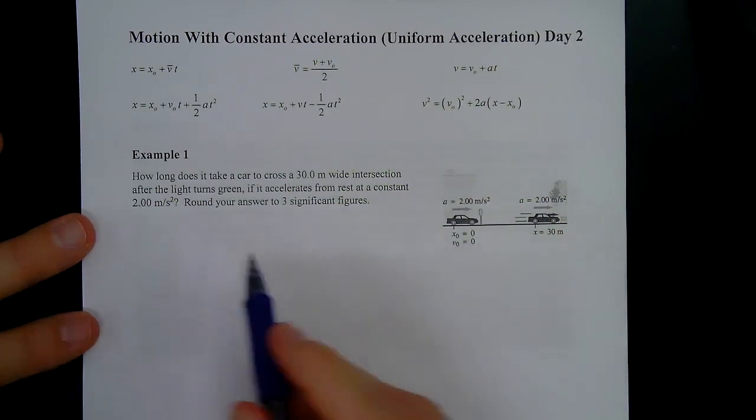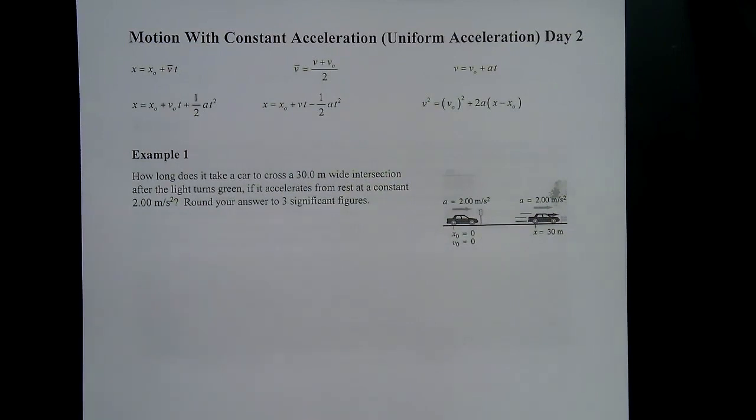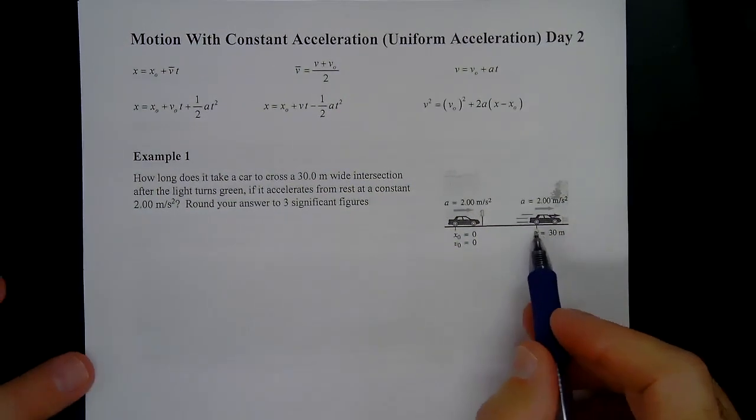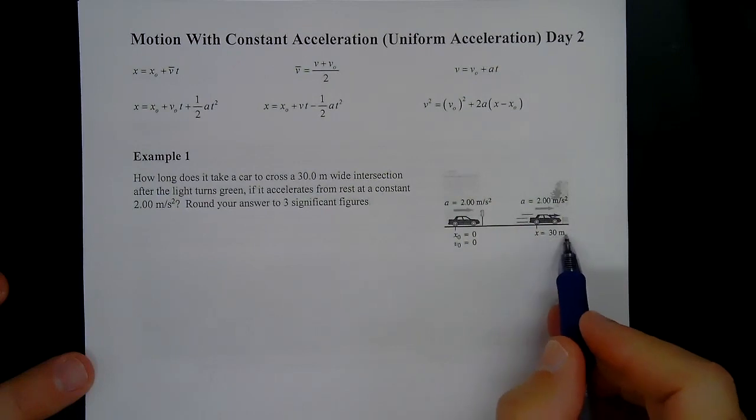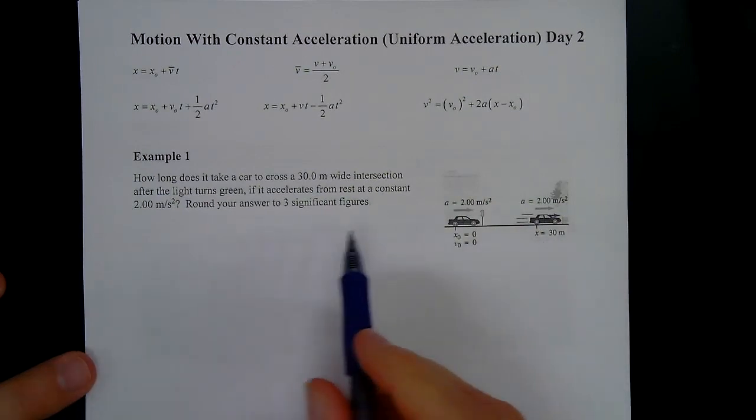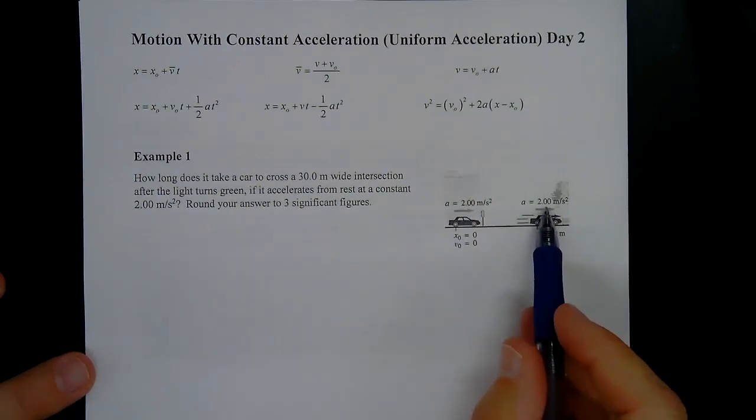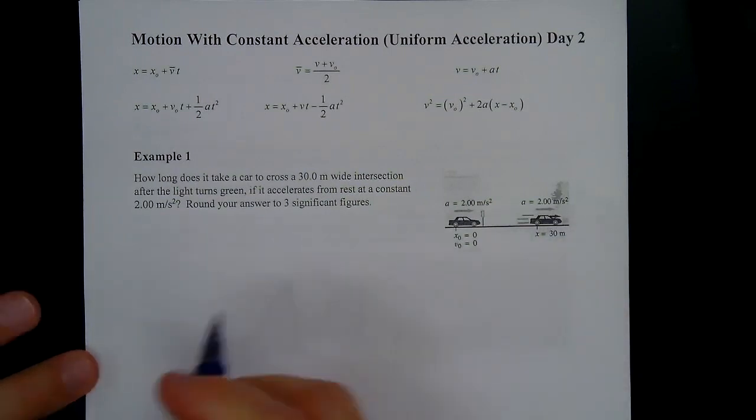We're going to set this up so that right at the beginning of the intersection, that's what we're going to call zero for our position. And then we want it to go 30 meters, so our X is going to be 30 meters. And we know our acceleration is 2.00 meters per second squared.